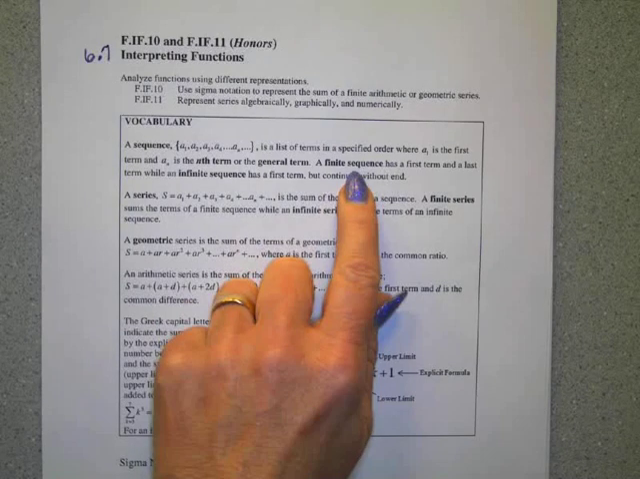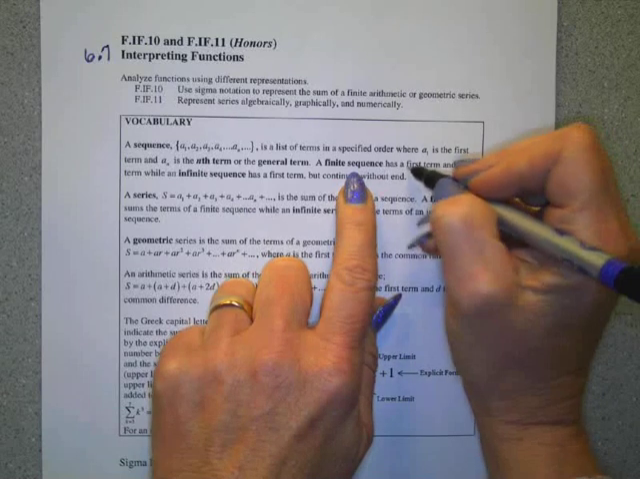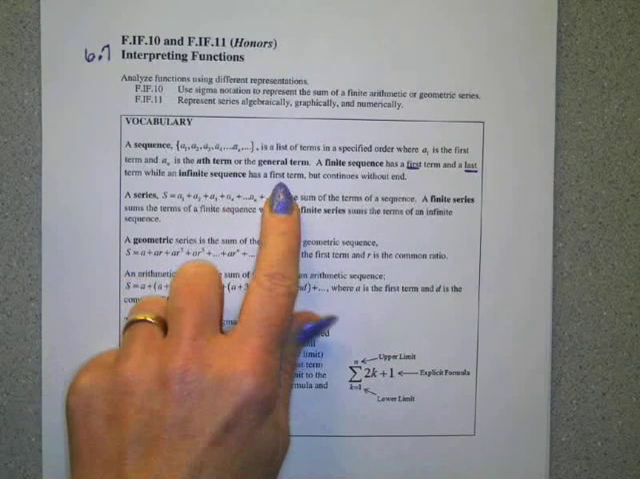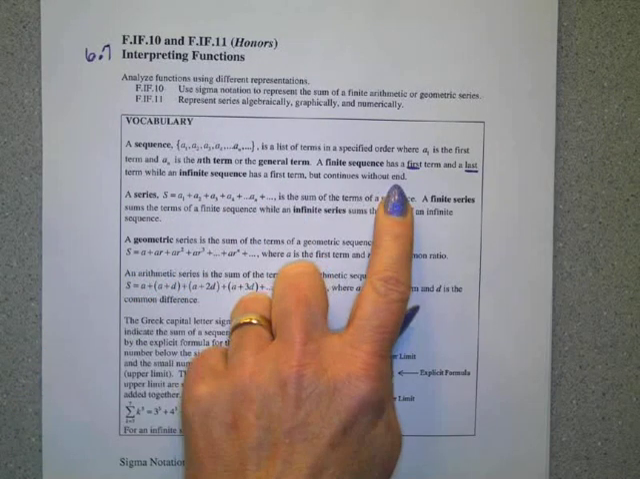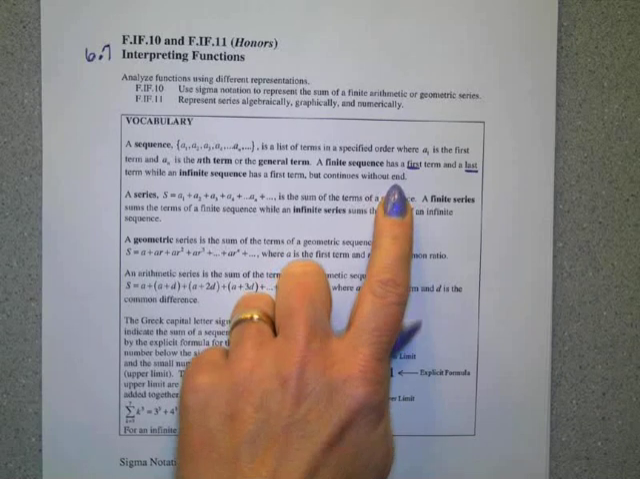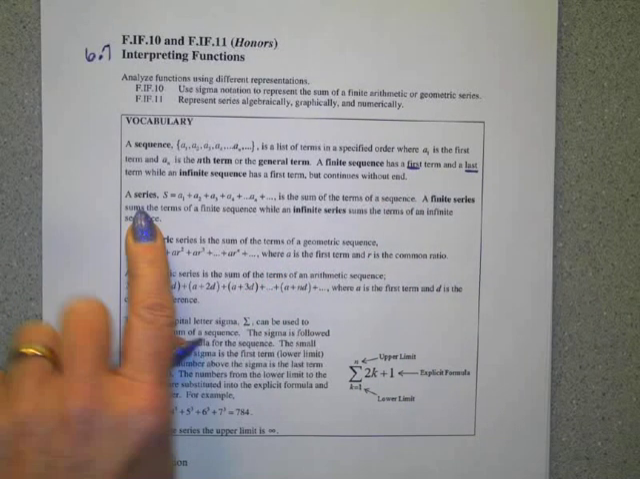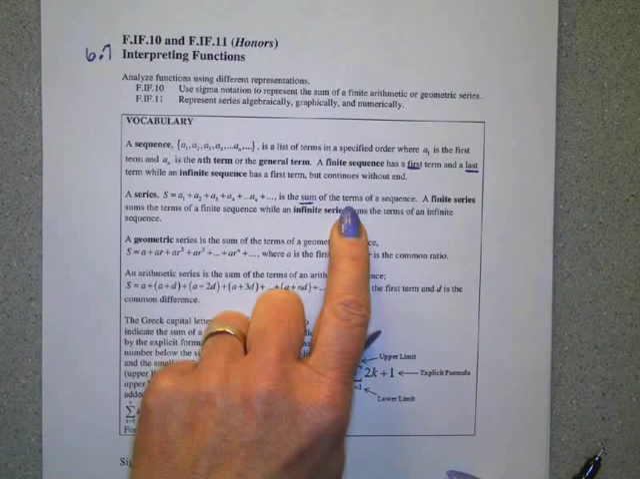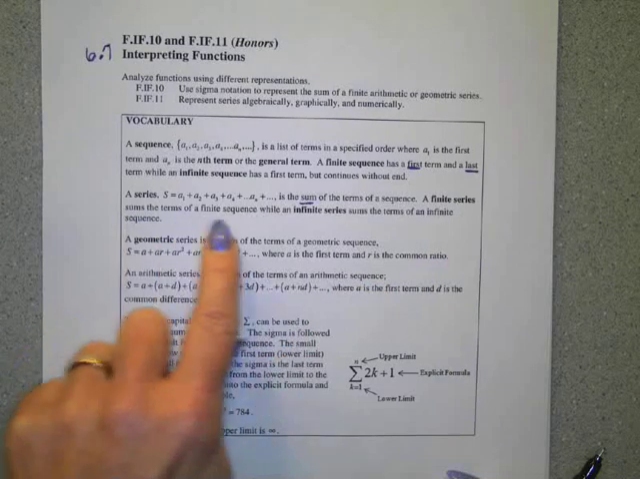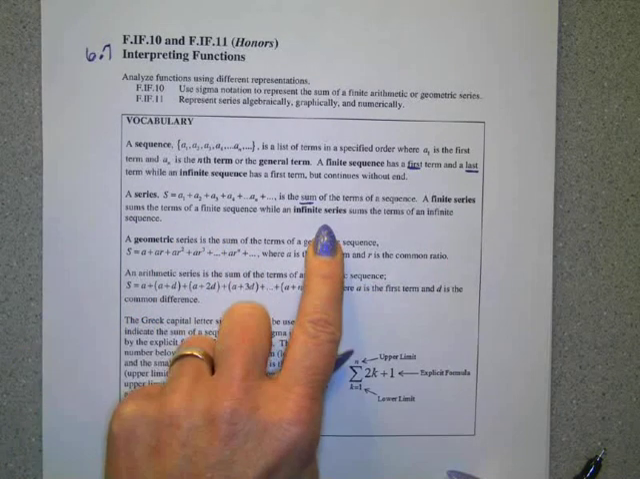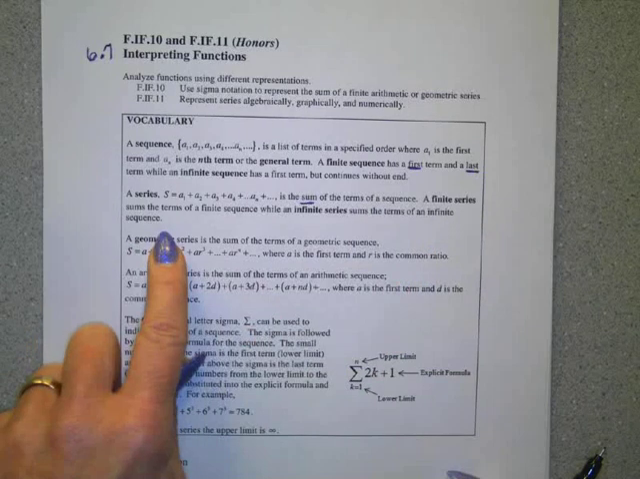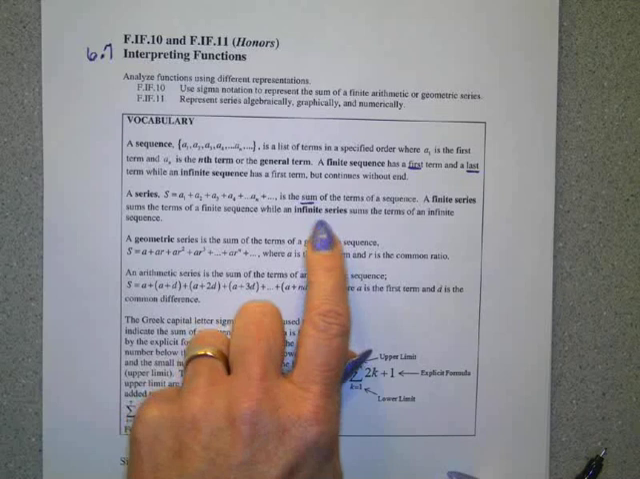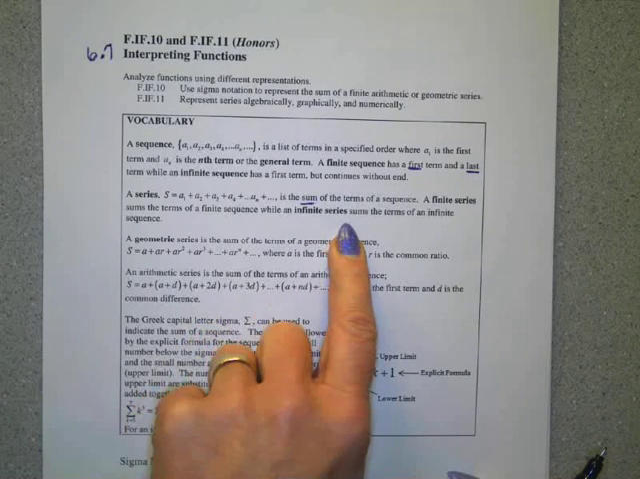A finite sequence, which is what we're going to be studying right now, has a first term and also a last term, while an infinite sequence will have a first term, but then it will go on without end. Now today we're going to be looking at series, arithmetic and geometric series. A series is the sum of the terms of a sequence. A finite series sums the terms of a finite sequence, while an infinite series sums the terms of an infinite sequence. So today we'll look at the finite series, and then tomorrow we'll look at what an infinite series would look like.